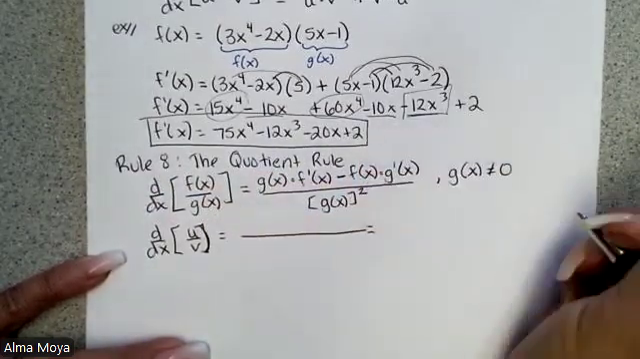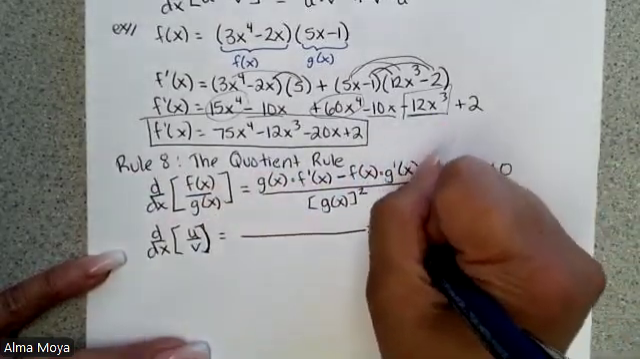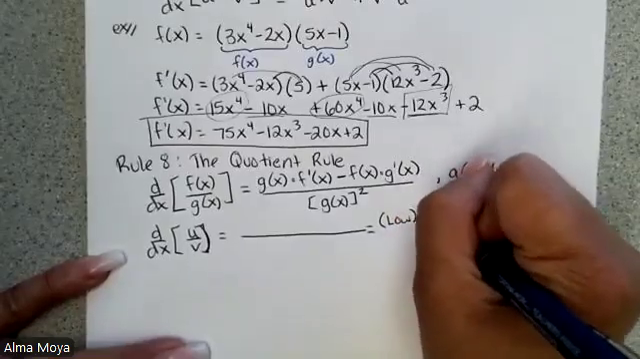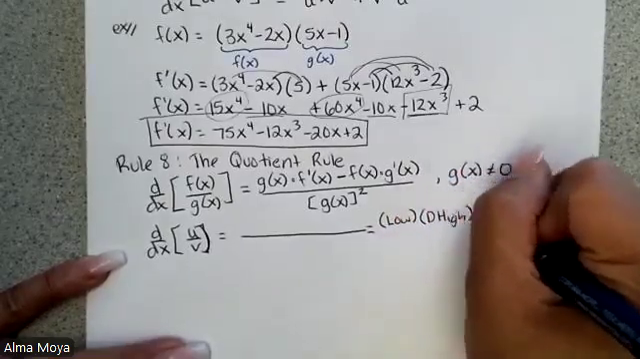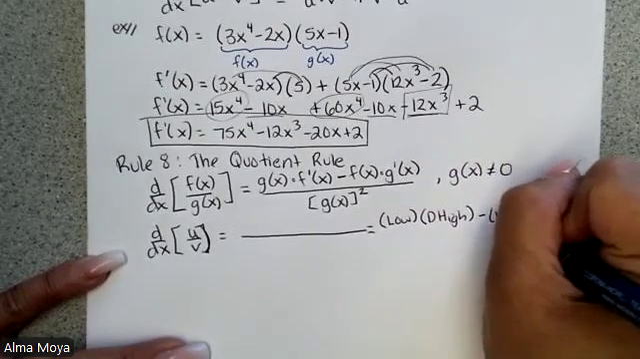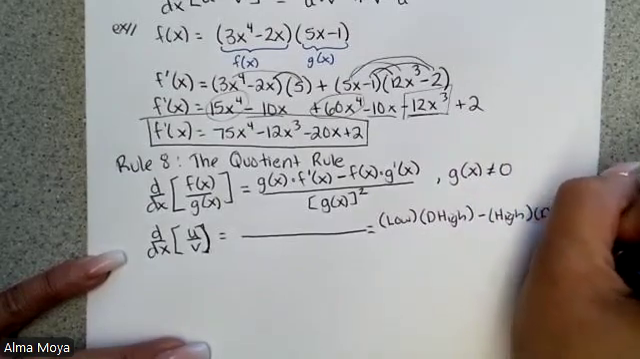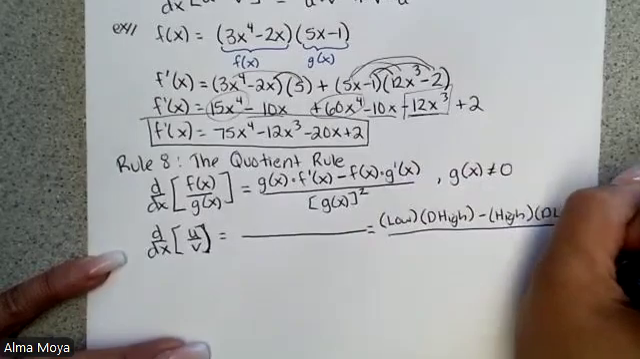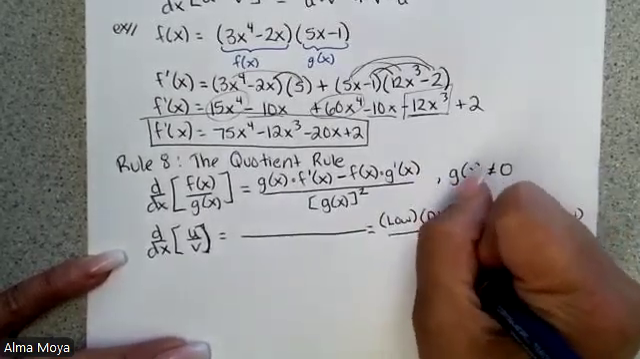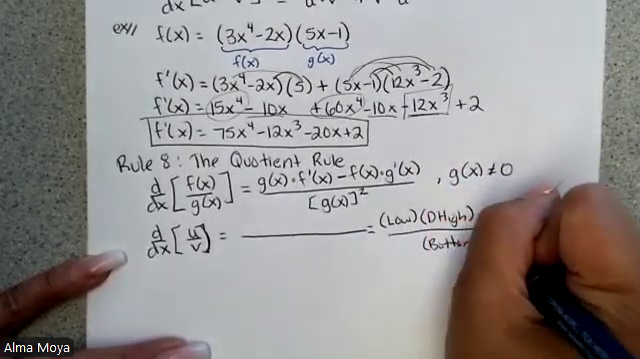Now this is the little saying. It is low d high, subtract high d low, all over the bottom squared.